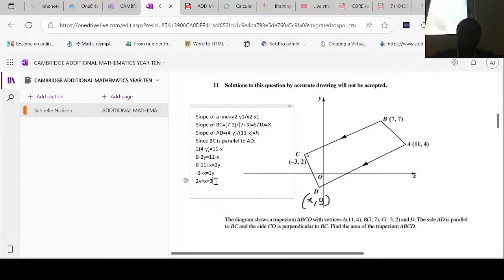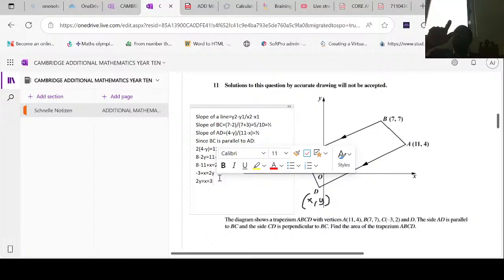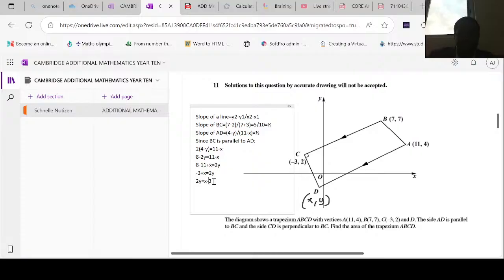So when you divide through by 2, y will be 0.5, that is 1 over 2 x, plus minus 1.5. Yes, minus 1.5 will be the constant term c, while your slope will be 1 over 2. You get it now?